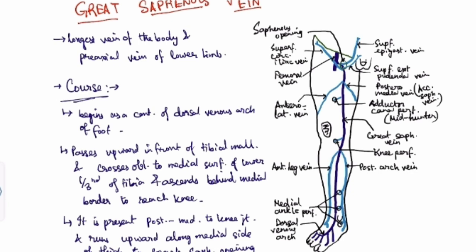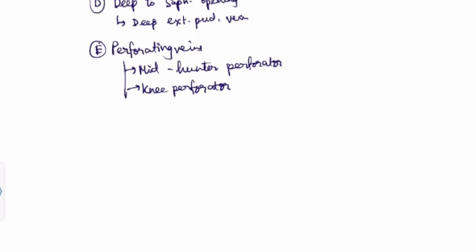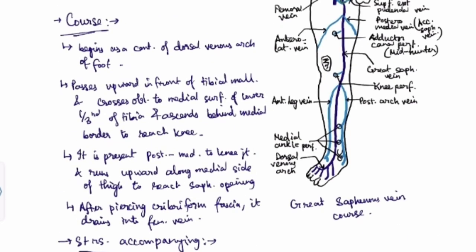There are other perforators present. Sorry, I didn't mention them. After the knee perforator, there are three medial ankle perforators. I hope you can see them. Let's have a look. You can see there are three medial ankle perforators.